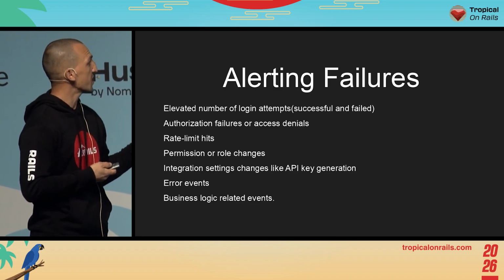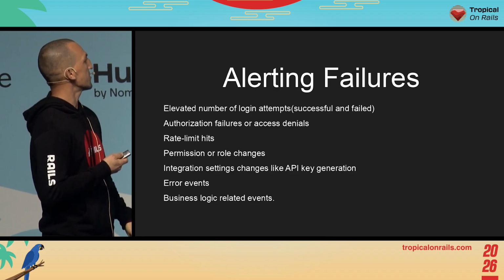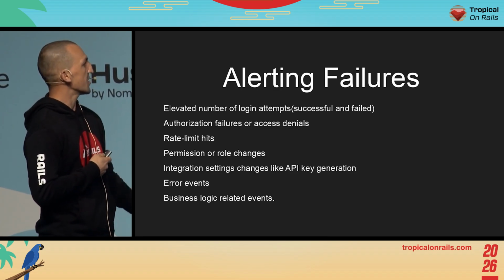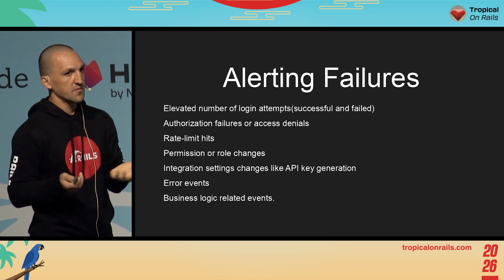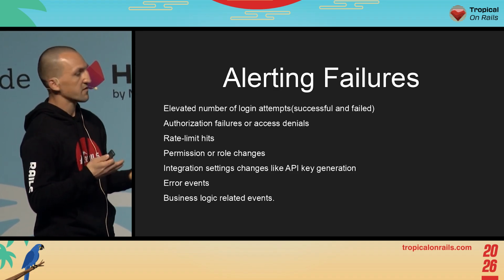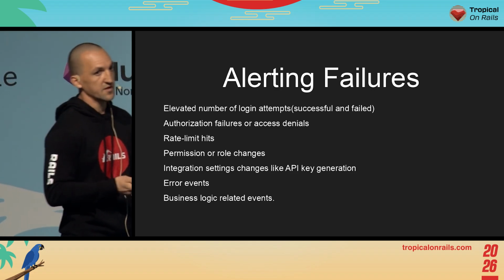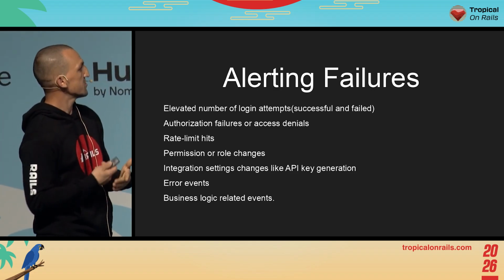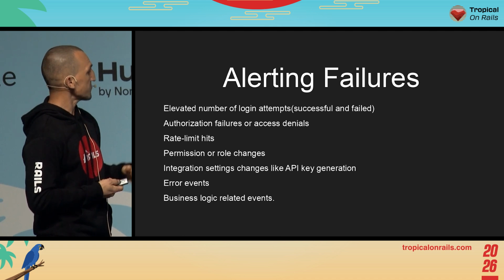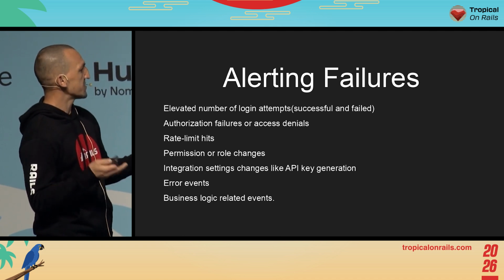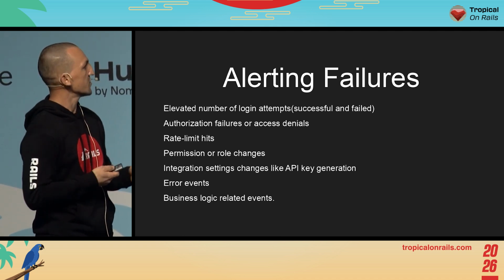And permission or role changes can be a sign of something malicious going on. Integration settings change, like API key generation. Maybe somebody hacked somebody's account and they are trying to get more permanent access, and they are trying to generate an API key for themselves. So you should get a notification and look into what's happening. Or error events, or any business logic-related events which are custom to your application.